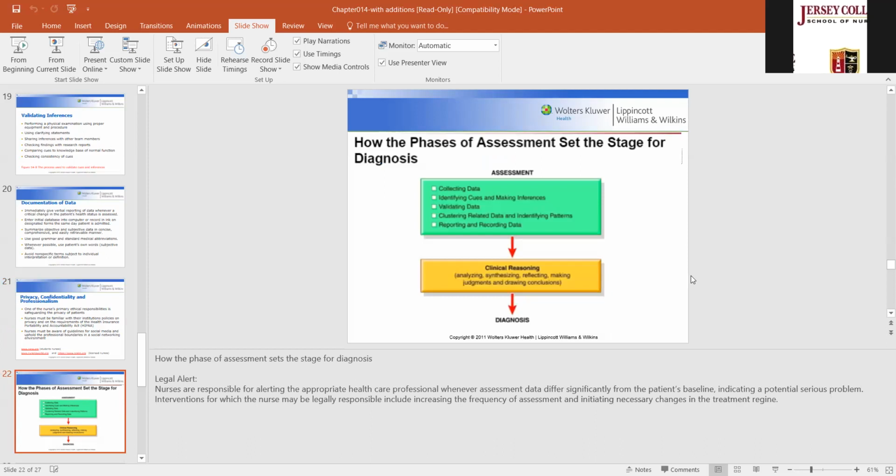Phases of assessment set the stage for the diagnosis. So we do the data collection, we verify it, we report it. We do this clinical reasoning, analyzing judgments, drawing conclusions, and now we're going to make our nursing diagnosis. And that nursing diagnosis is going to be based on what?